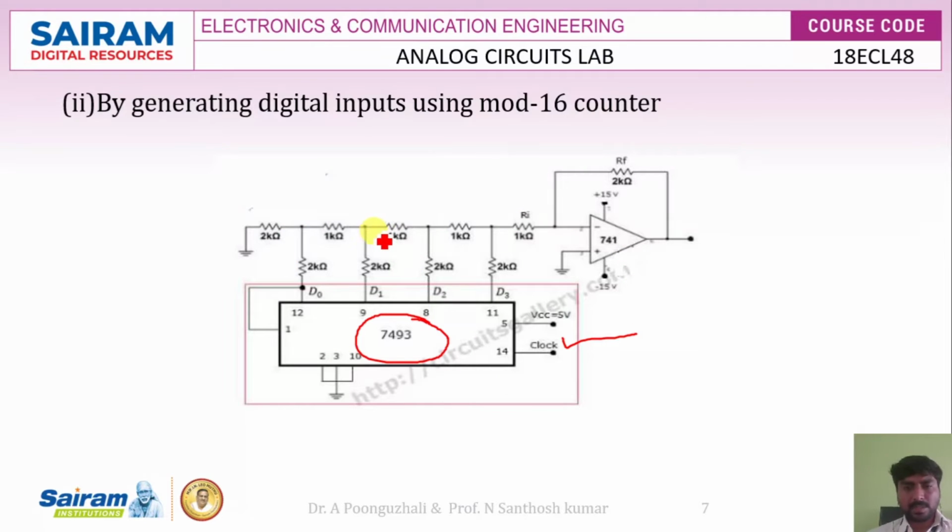This will be the circuit diagram used for applying the inputs using a counter. The 7493 is an IC which is a mod 16 counter that generates signals from all four zeros to all four ones. For the individual input values, you can check what output you are getting.